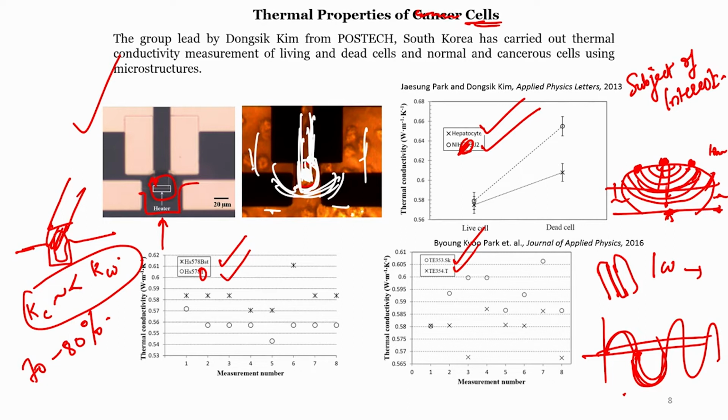But then why is it 70 to 80% and not 100%? It is because the other components of the cell, like proteins and organelles, contribute to this reduction in thermal conductivity, because proteins are made of amino acids and lipids are there.